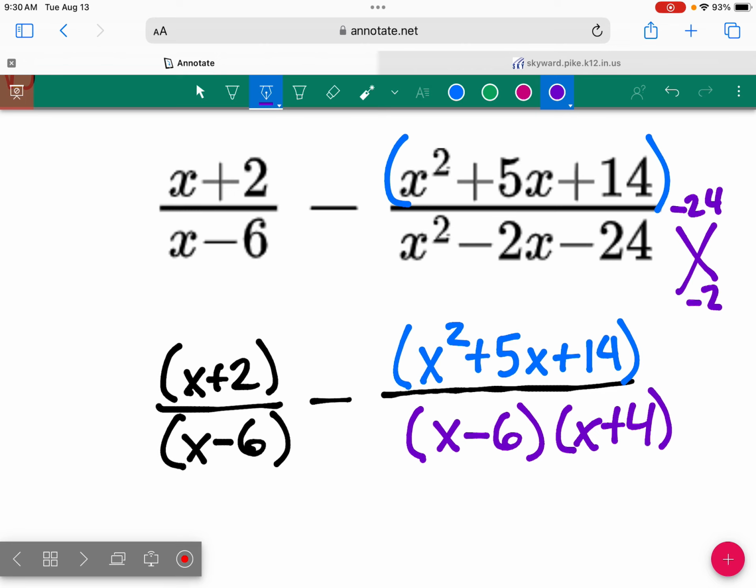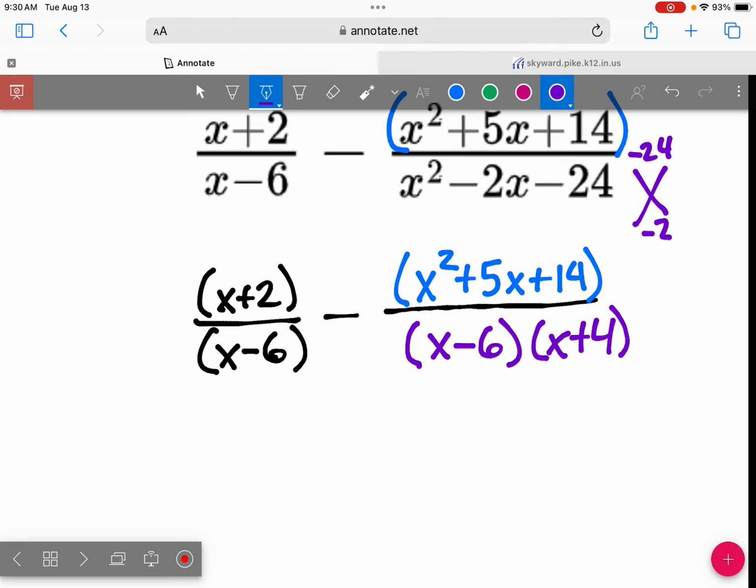So the numerator piece doesn't matter. It's okay. We're looking at our denominator, trying to figure out our least common multiple on these denominators. What is our least common multiple going to be? X minus 6 and x plus 4. Those are the two pieces that get multiplied together.